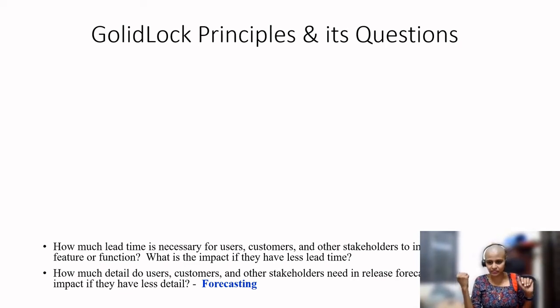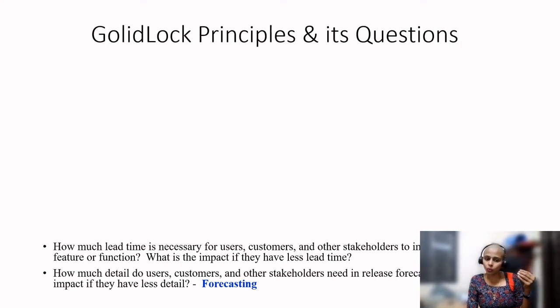So how much lead time is necessary for users, customers, and other stakeholders? How much are they looking for? What if you are giving lesser lead time, and what if you are giving greater lead time? Have that analysis as well. This is a kind of forecasting of how we will work on the item in future. How much detail do users, customers, and other stakeholders need for release forecasting purposes? What is the impact if they have less detail?